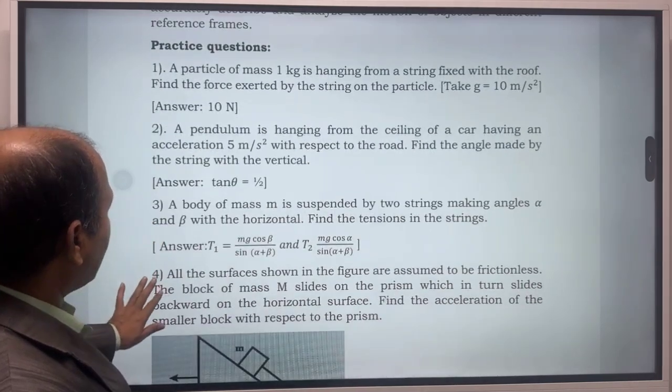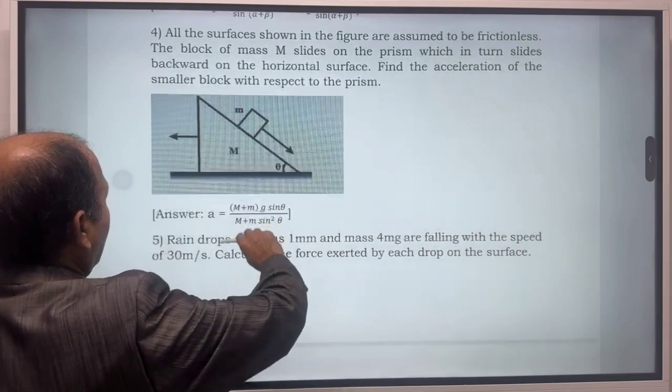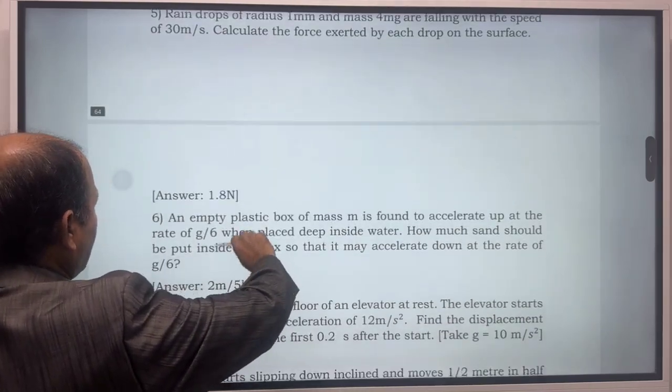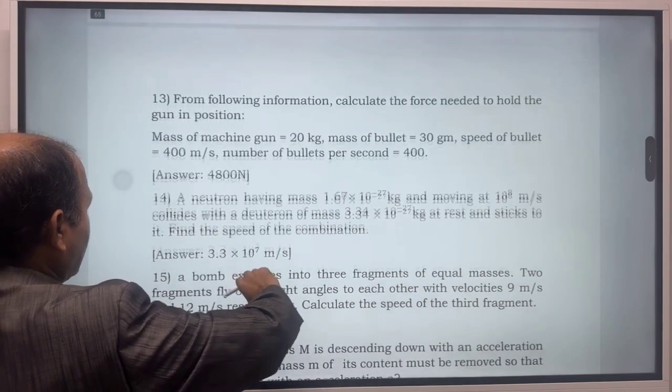Then there are certain questions for your practice you can do, or you can do questions from NCERT textbook. So this is all about this lesson.